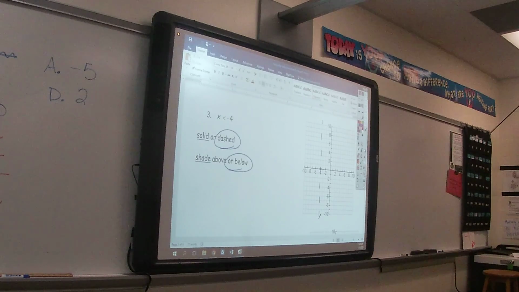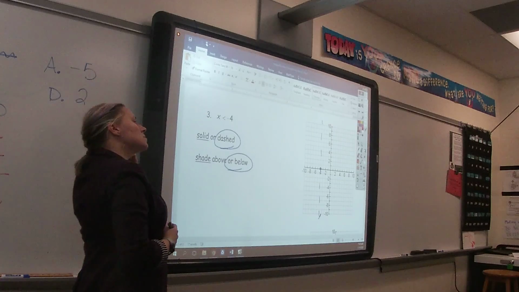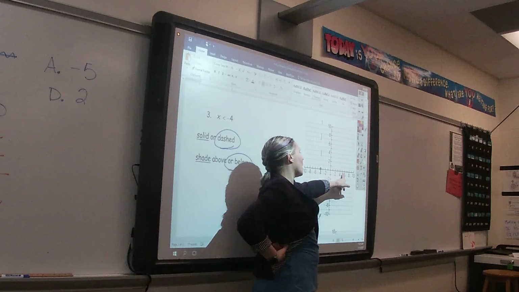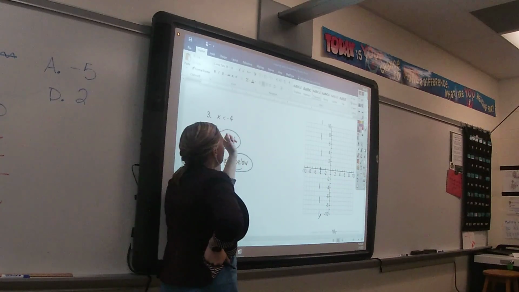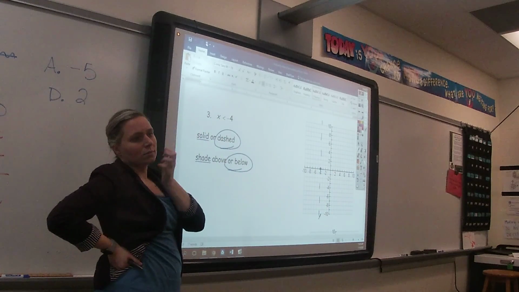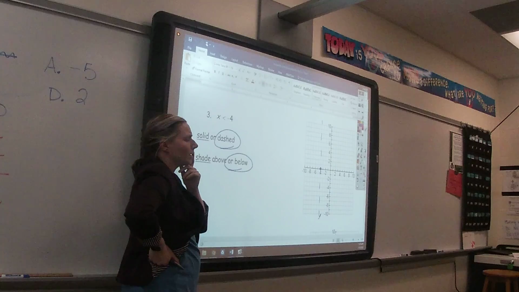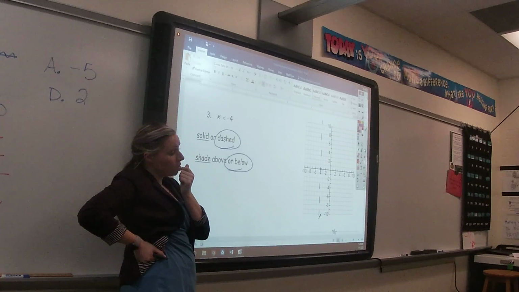So now what do we think about above and below? To the right. Because you read left to right. I don't think that's the right reasoning. So if I do to the right, and I pick this point right here, is -4 less than -4? No, so I can't pick over there.